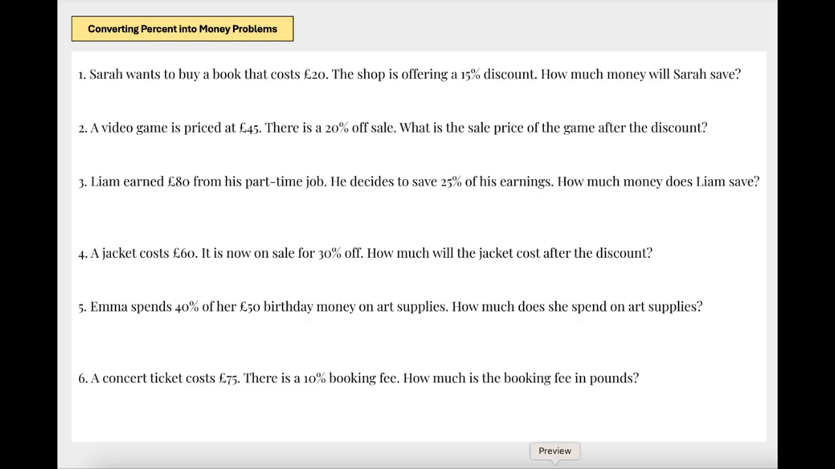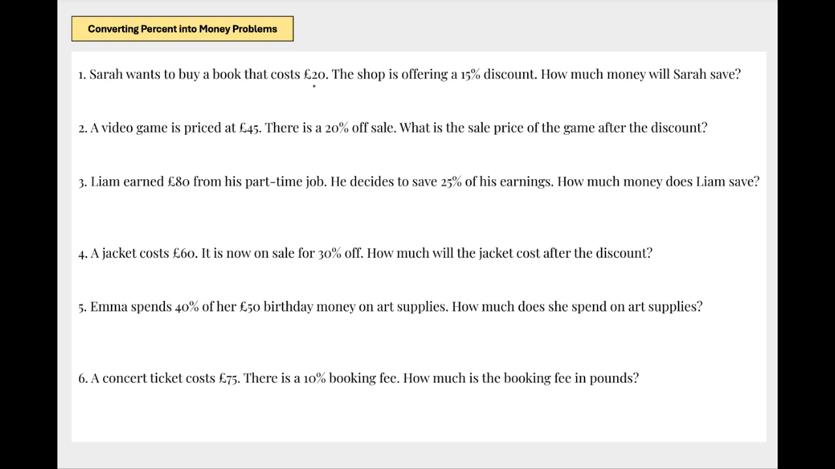Hi guys, this is converting percent into money problems. You would have seen these on foundation papers, possibly higher. You'd have to check with your teacher on that one. But I know you wouldn't use a calculator. Well, I'm not going to let you use the calculator, put it that way.